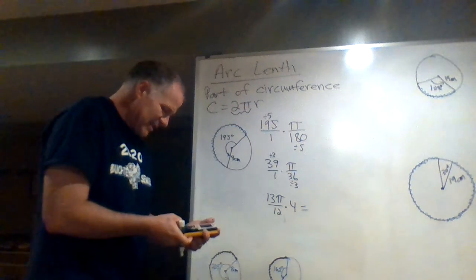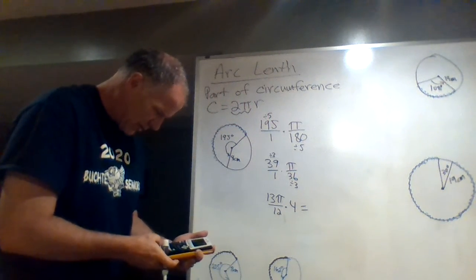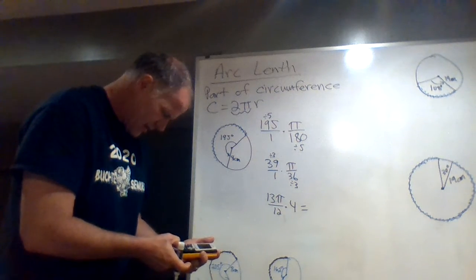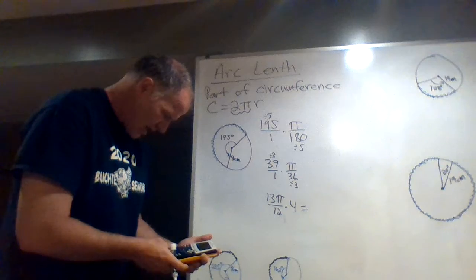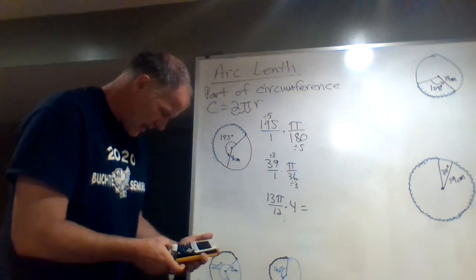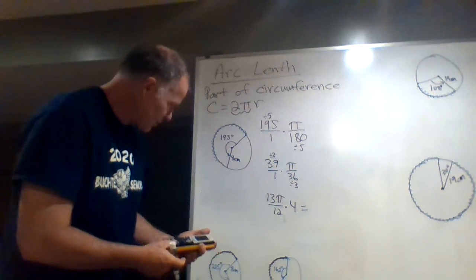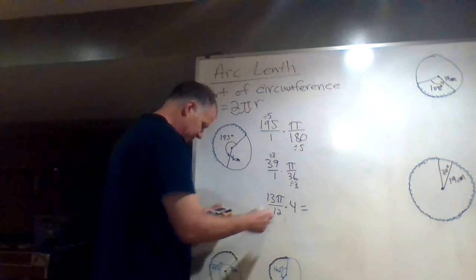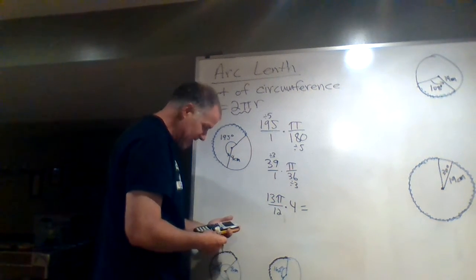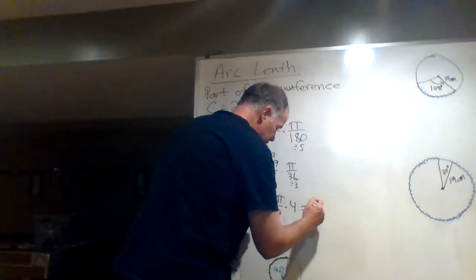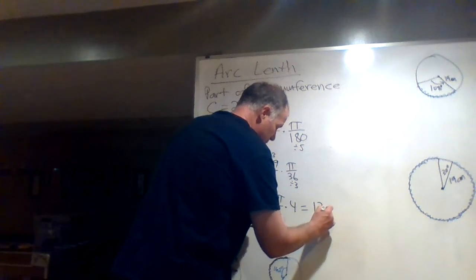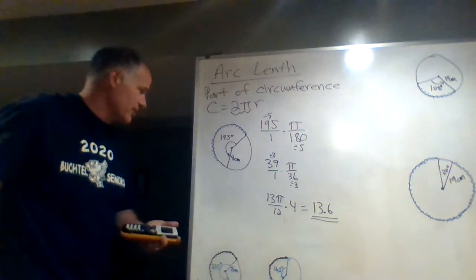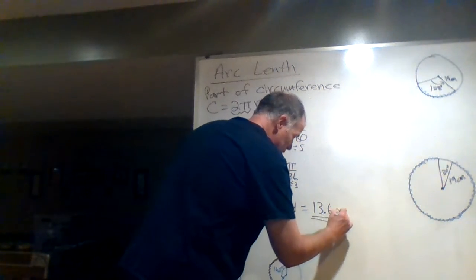Okay, and again, just like we did before, just type in your calculator, 13 times 3.14 divided by 12 times 4. So again, 13 times 3.14 divided by 12 times 4, 13.60. So 13.60, that 0 really isn't going to do anything. There's my answer. And again, this was centimeters.